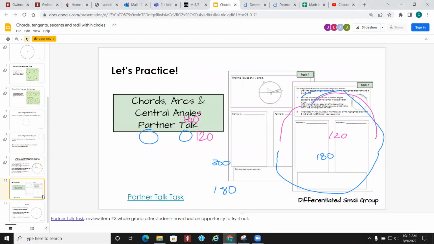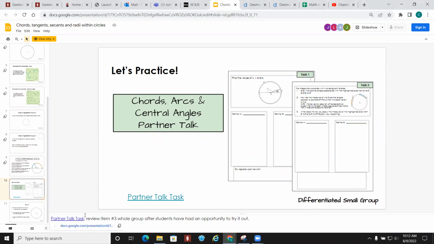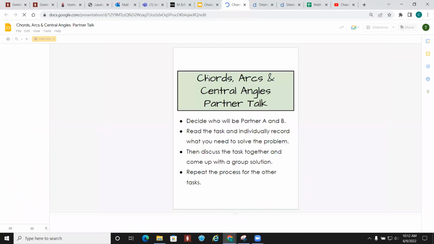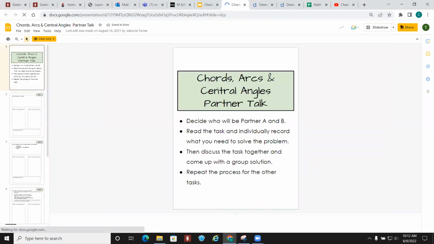All right, so let's talk just a little bit. We've got this partner talk task. I'm going to open this up really quick and post it up on the board. Decide who's going to be partner A and who's going to be partner B. You'll probably have an elbow partner. If there's an odd number, just make two people partner A's.